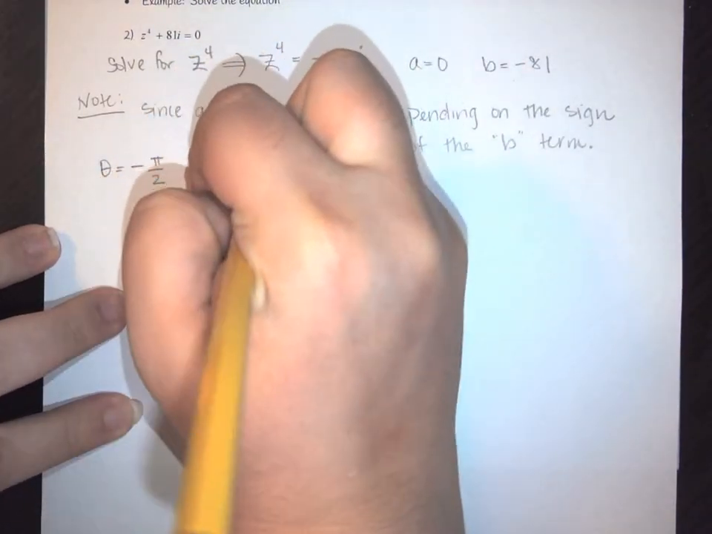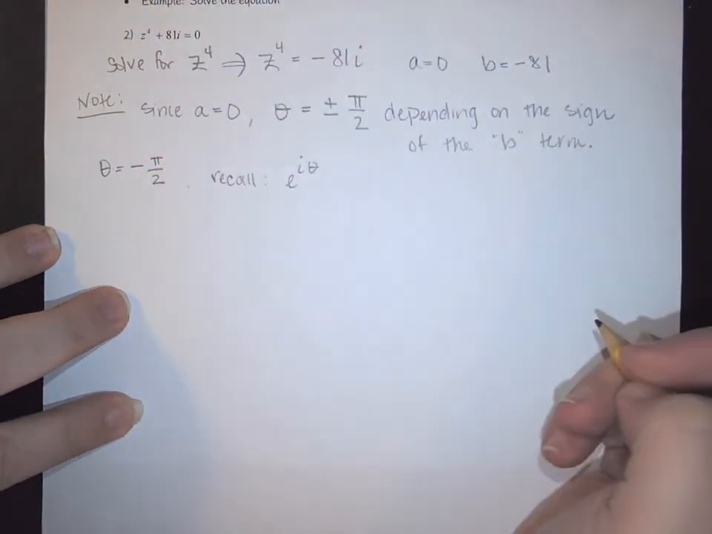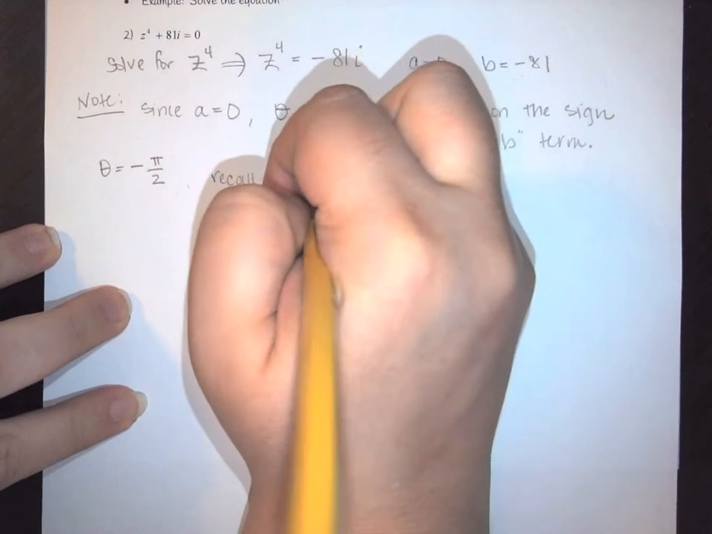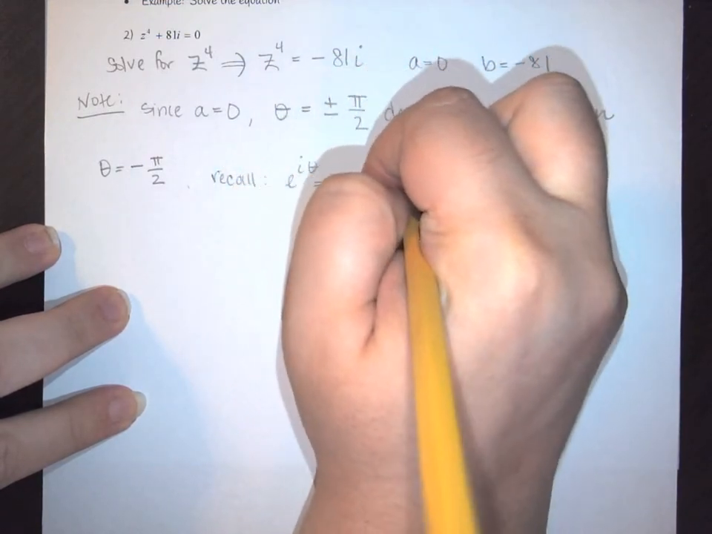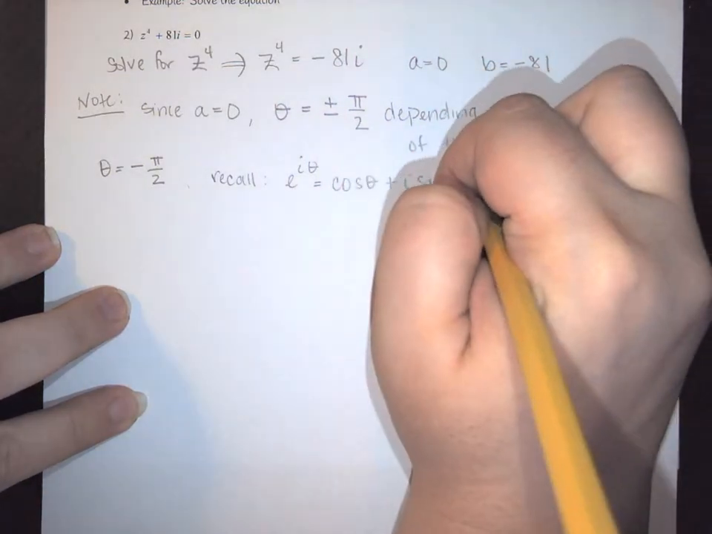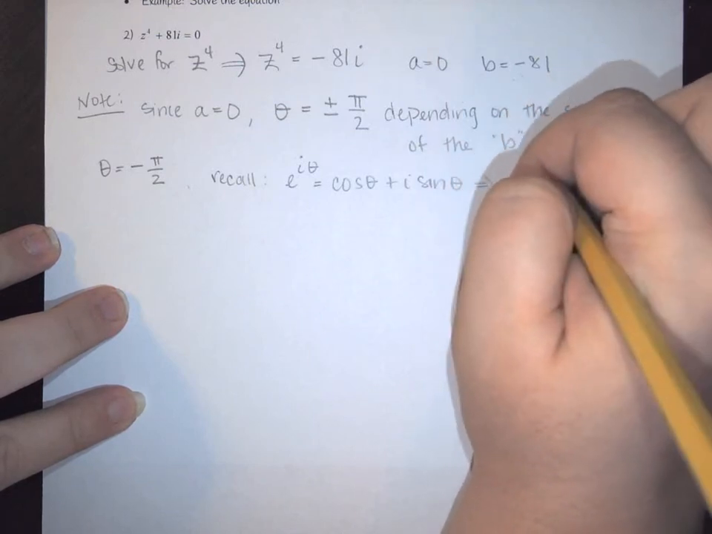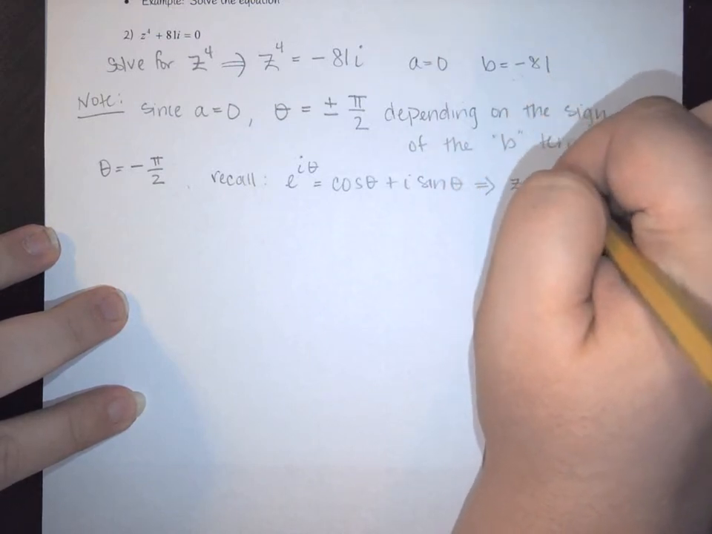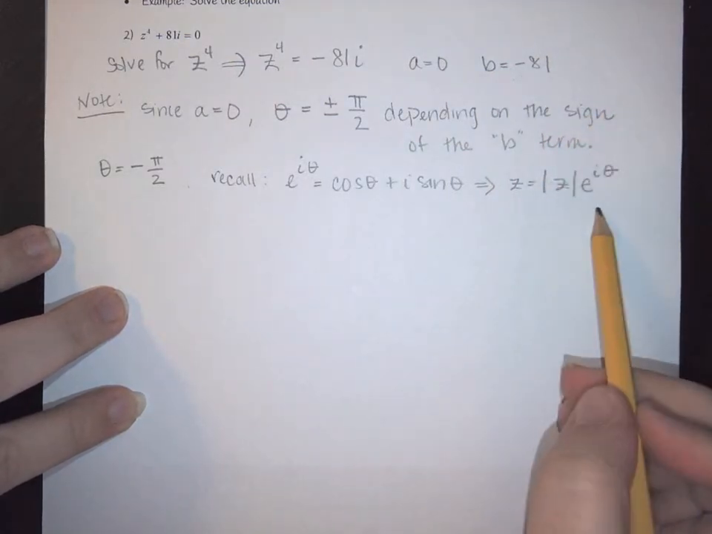We need to recall when we did e to the i theta, and that was very similar to cosine of theta plus i sine of theta, which again allowed us to make the equation that z was equal to the magnitude of z, e to the i theta. And we used this idea to extrapolate into what we know.